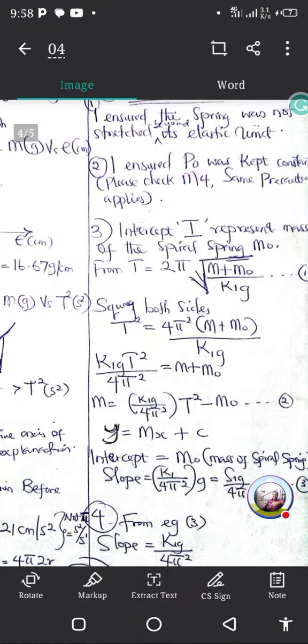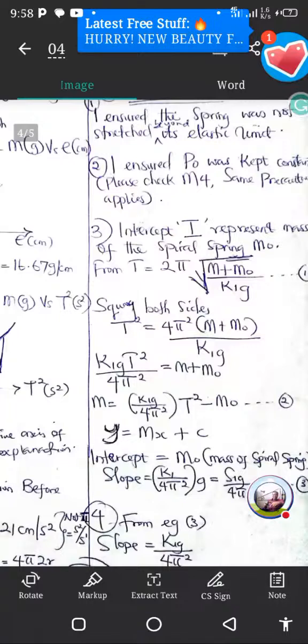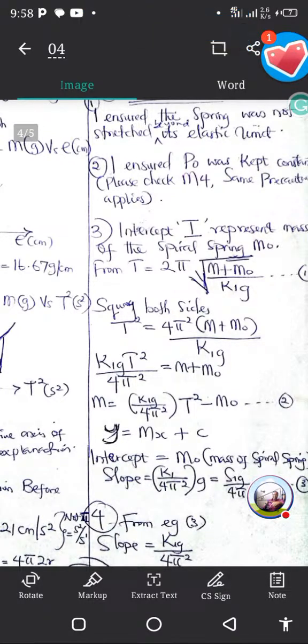Okay, let me start from the left hand side. The m corresponds with the y, meaning that the m was on the y-axis. Then the t square corresponds with the x. Behind the t square we have k1g over 4 pi square, and behind x we have m. Let's not confuse these two m. The m in the main equation is the mass, while this m here is the gradient or the slope of the graph, which is the general equation of a straight line.